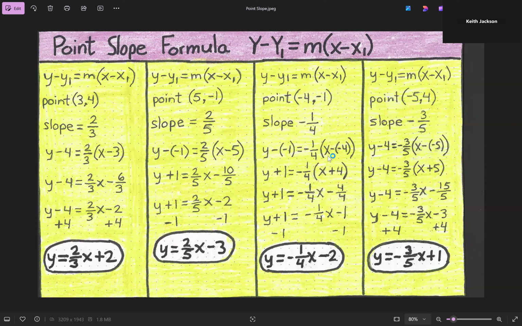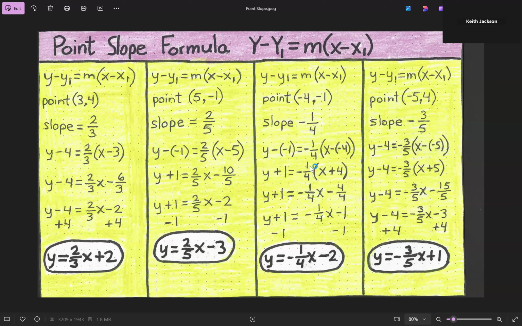But before we do that, we have to know that we have this double negative right here, which will turn into a plus sign right here. Then it will be safe for us to distribute the negative 1/4 inside the parentheses. In the meantime, we can turn this double negative into a positive. And so now what we have is y plus 1 is equal to a negative 1/4 times the quantity x plus 4.